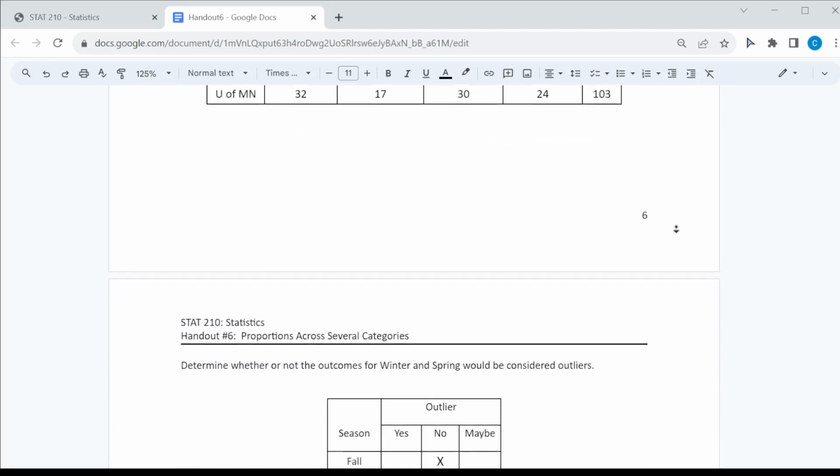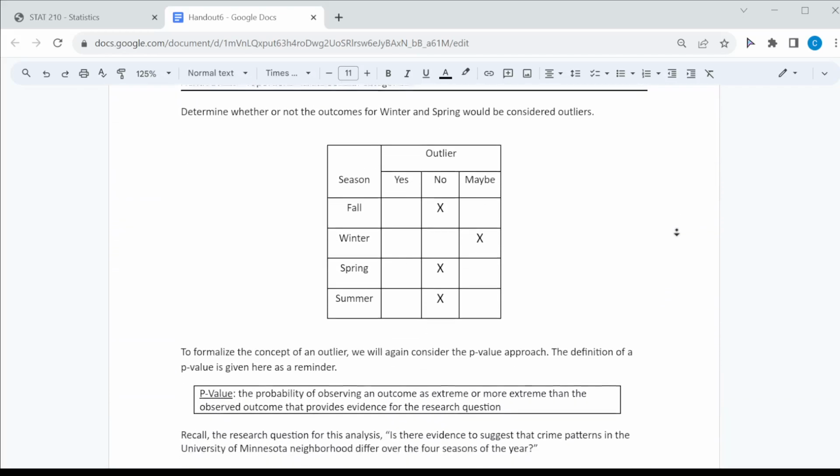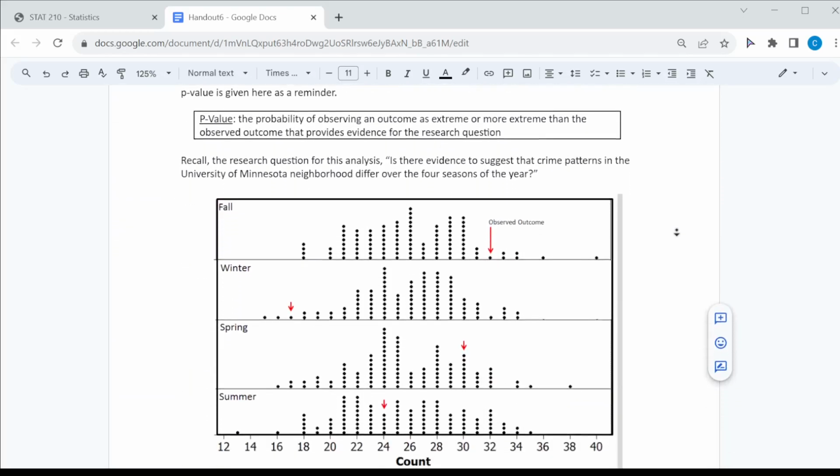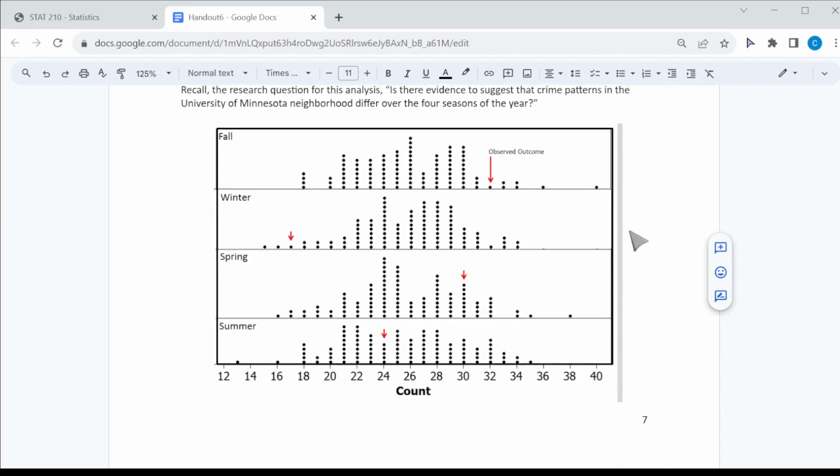We were setting up the null distribution under what it would look like if the crimes were equally likely to occur. So if they're equally likely to occur, there was 103 total. There should be around 25 or 26 as our expected outcome for each season.